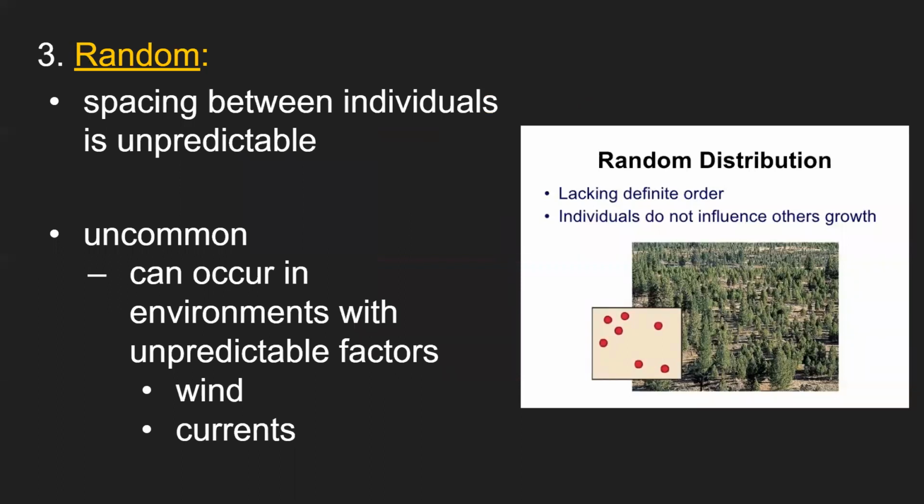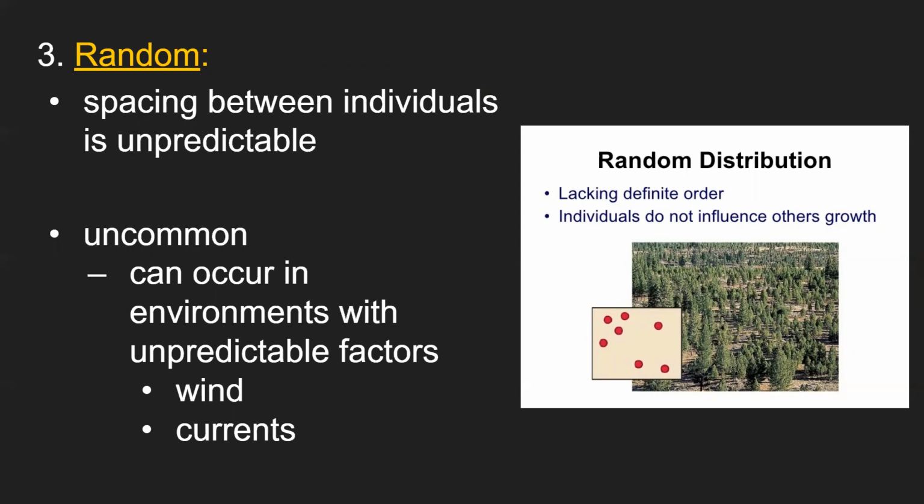Another distribution you could see is randomly distributed. So that's when you can't really predict how the spacing is between individuals. And this is pretty uncommon because usually the predicting factor is a resource. If it looks random, there's probably a lot of water or a lot of nutrients in the soil or whatever that's clumping those organisms in a pattern that seems random. But if there's unpredictable factors in the environment, like unpredictable wind patterns or current patterns, that can cause a random distribution of organisms, especially in the water.